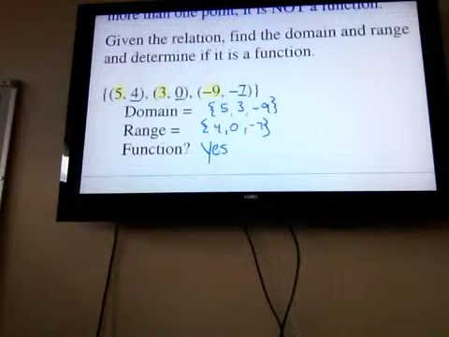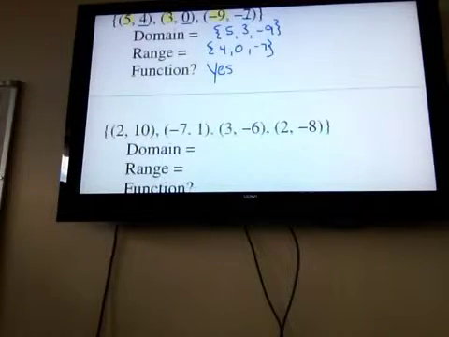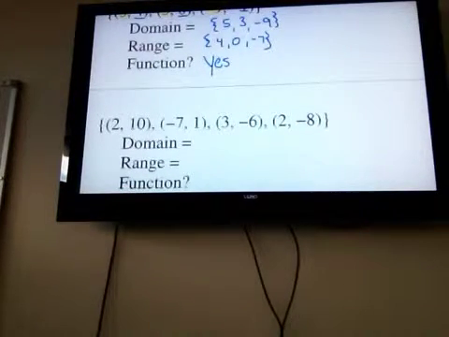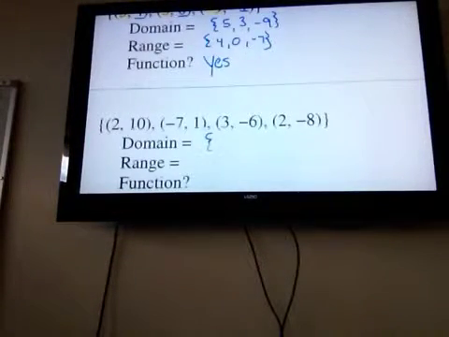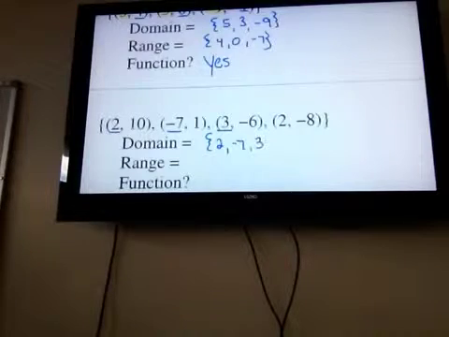So you can see that that question is not too hard if you know the terminology. Okay? My next one. Given this relation, the domain is the set of all of my x's. So 2, negative 7, positive 3, and 2, which I'm not going to write again. And somebody's probably going to ask, if I wrote it twice, would you mark it wrong? I would not mark it wrong. I don't know if other teachers would mark that wrong or not, so I won't, but just so you know.